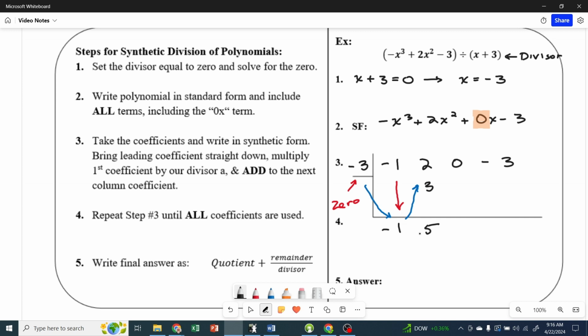Negative 3 times 5 is negative 15. Add down the column. 0 plus negative 15 is negative 15. Now we multiply again. Negative 3 times negative 15 is positive 45. Negative 3 plus 45 is 42. Positive 42. This is your remainder. If it's anything other than 0, this is the remainder.